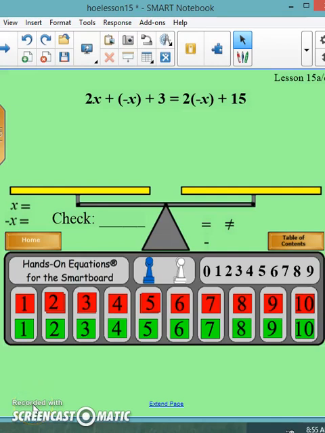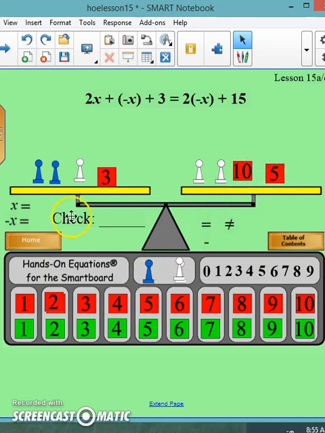Today we're going to do Lesson 15 of Hands-On Equations. Your essential question is, how can you use a mathematical model to analyze and solve an H.O.E. equation? We will use the model of pawns to represent the x's above and star to represent the negative x's. So I'm going to set up the equation with 2 stars and a 15.